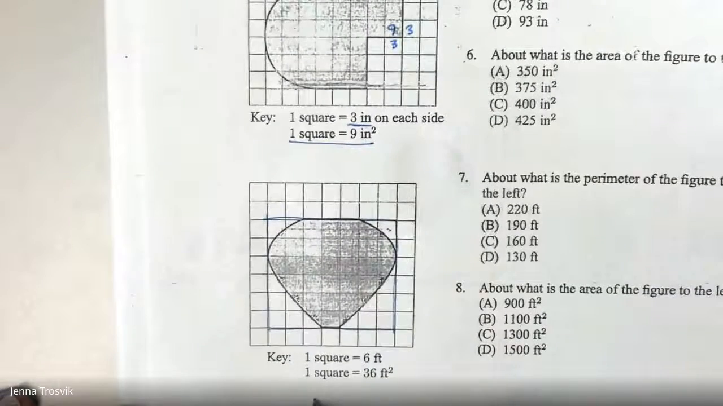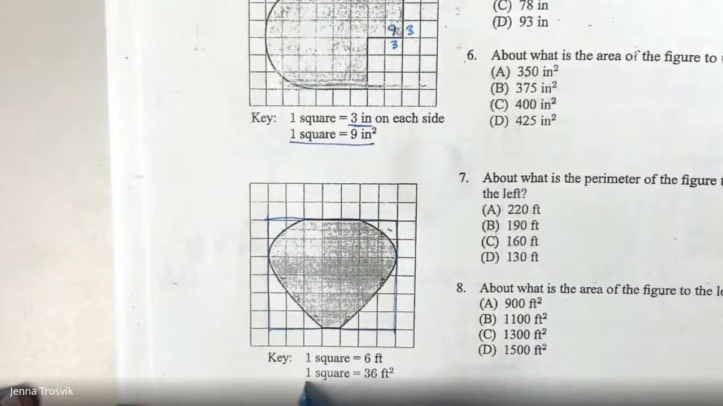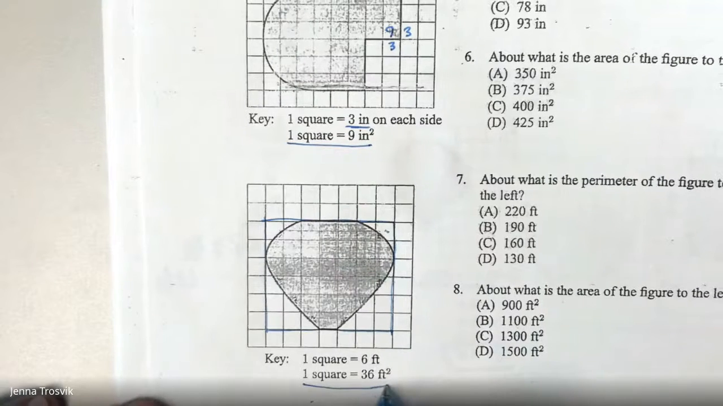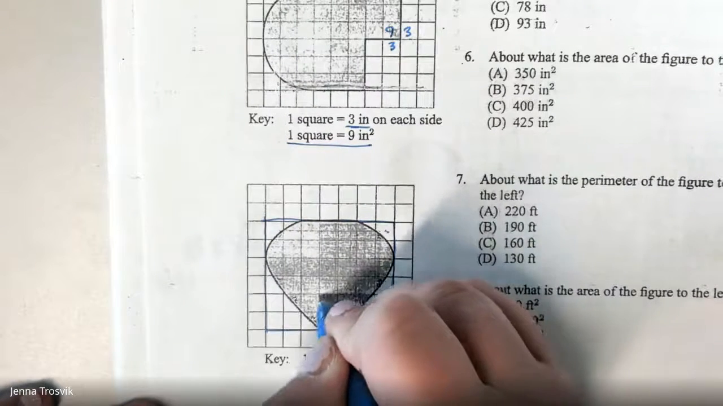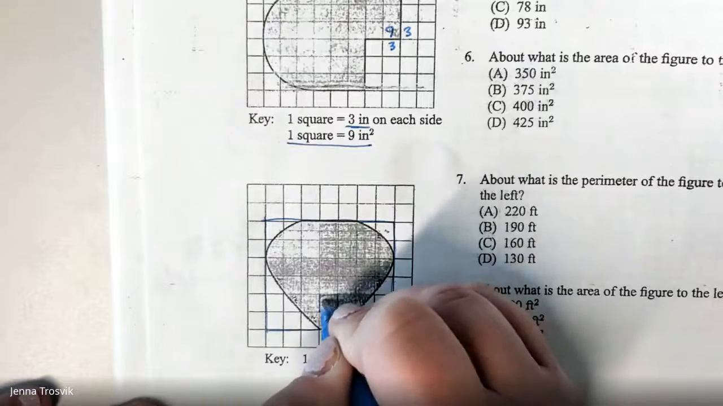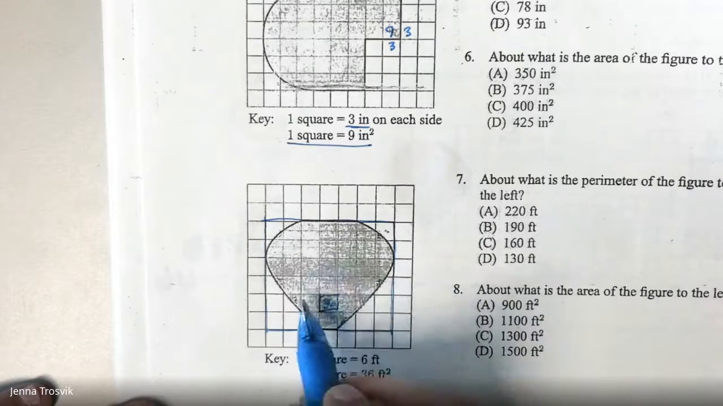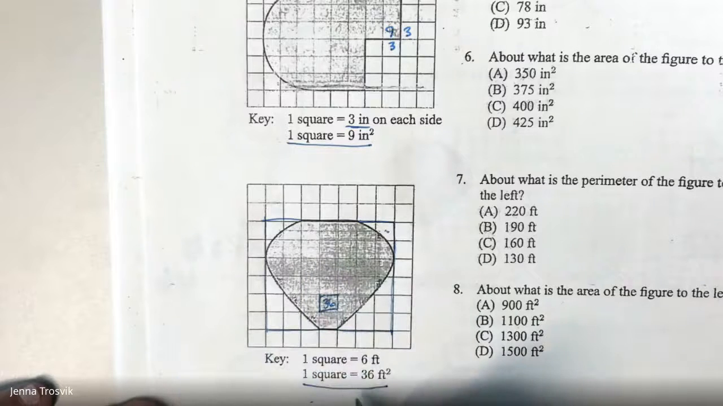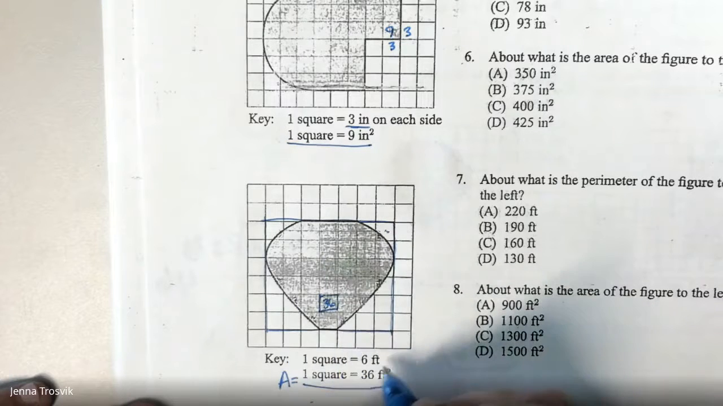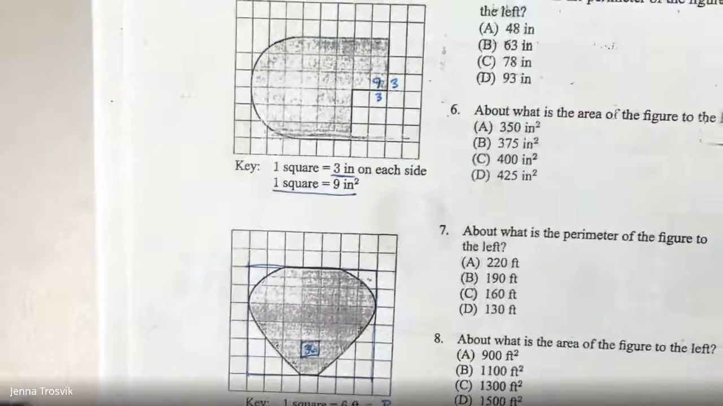Same thing for the last one. Make sure you're paying attention. 1 square unit is really worth 36 square feet. So they're saying one of these boxes is 36 square feet. So find how many boxes you have total and then multiply it by 36 to get your area. If you want, you can count the 1 square distance to figure out your outside perimeter and multiply it by your 6 feet to get your perimeter.